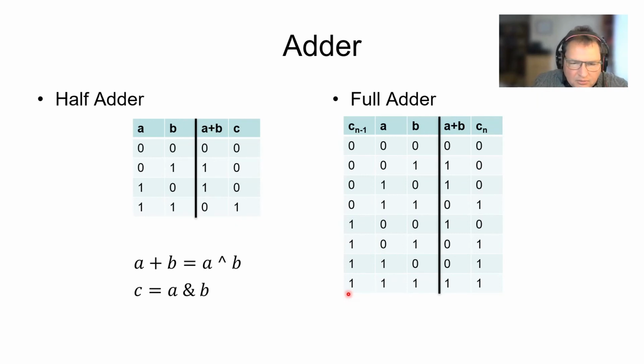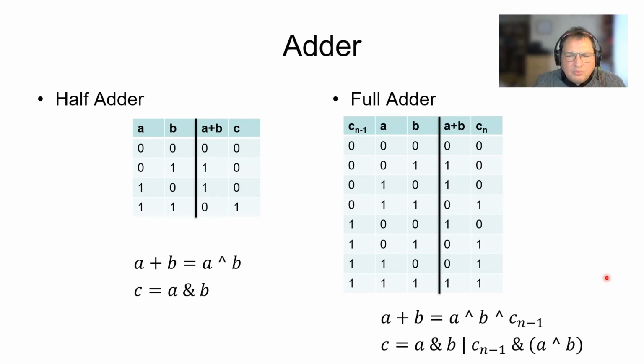Similarly, 1 plus 1 plus carryover from the previous position is 11, so the value of the added value will be 1, and the carryover to the next position will be 1. The formulas for the full adder are a little bit more complex. A plus B is just A XOR B XOR the carry from the previous position, but the carry to the next position is a little bit more complex, but it's still possible to present in the form of a set of bitwise logic functions.